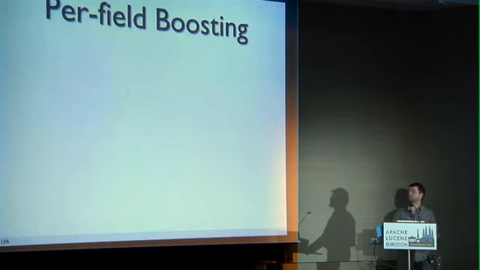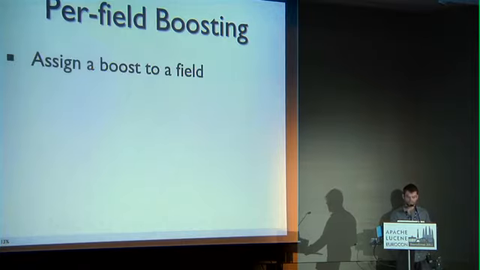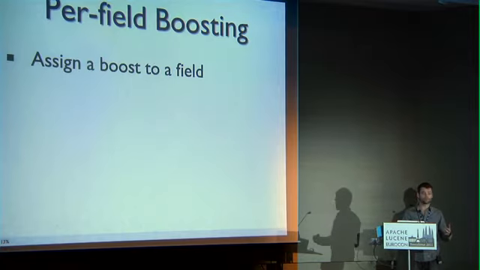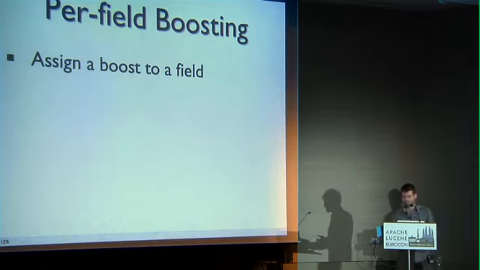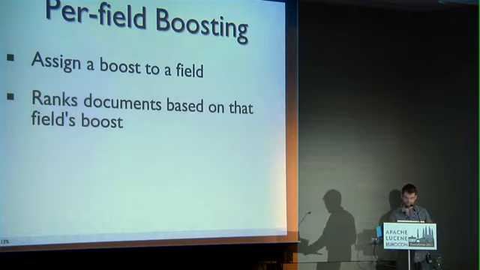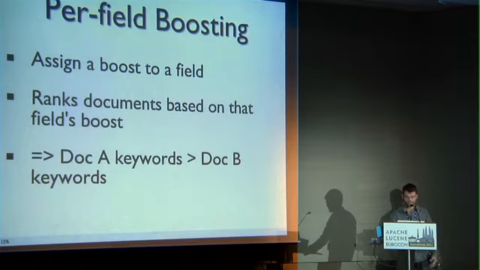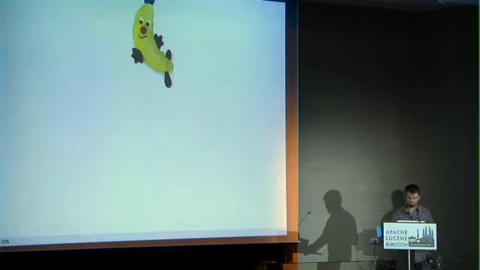There's the option to do per field boosting. So you can assign a boost to an entire field. So for one document, you could say the keywords for this photo are pretty relevant, and the keywords for this other photo are kind of spammy. And then you can rank your documents based on that entire field's boost.